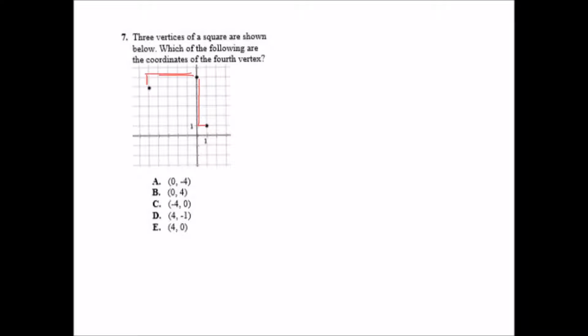And so to find this fourth vertex, it's going to be the same thing. It's going to be down 5, which takes us down to here. And then it's going to be over 1. The vertex puts us right there. If we draw that, we should see we have a square. So that puts that coordinate at -4, 0. The correct answer is C.